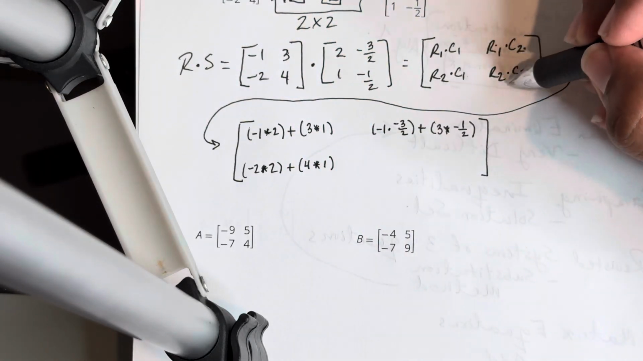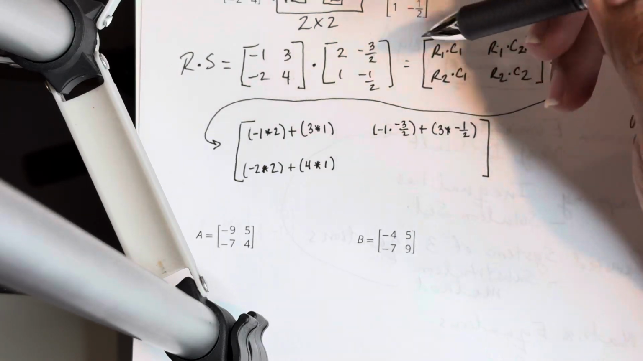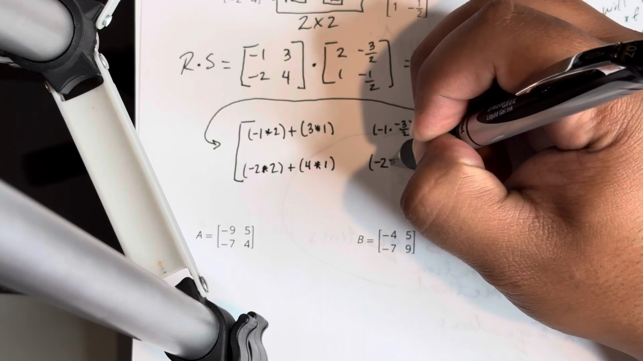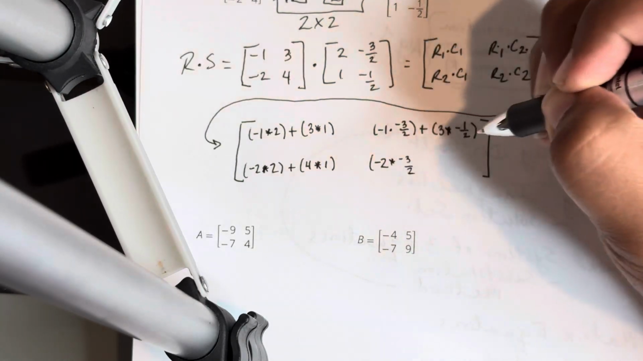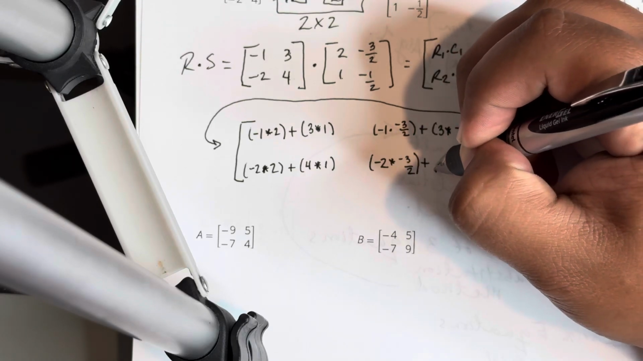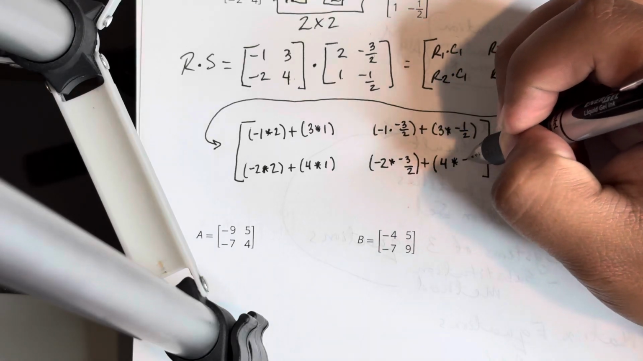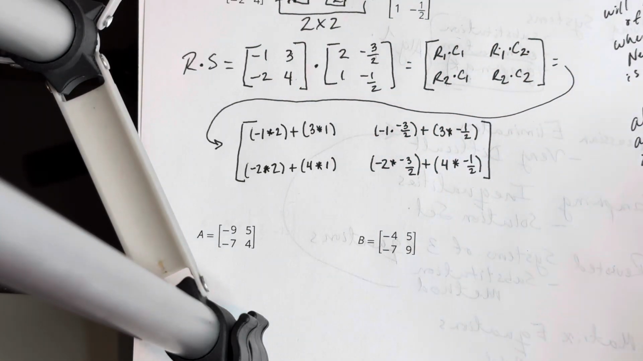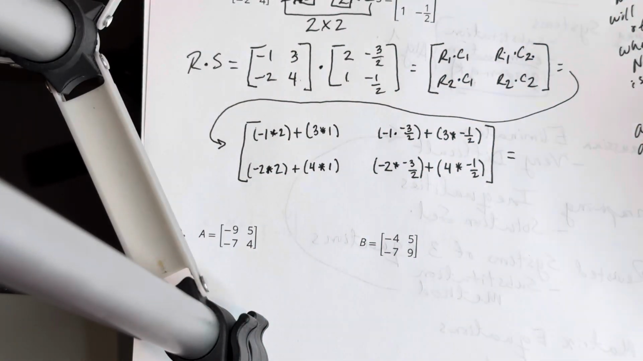Now I'm doing this corner one, row 2 times column 2, so -2, 4 times these fractions. -2 times -3 over 2 plus 4 times -1/2. And we're almost done, because after we do all these operations, we are hopefully going to get the identity matrix of 1001.